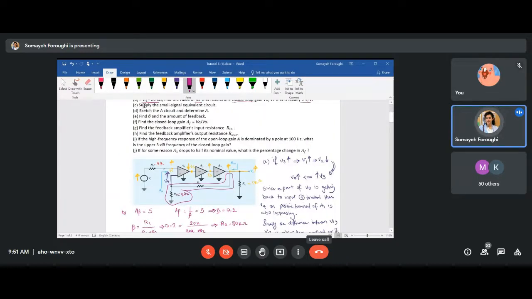So now let's move on to part C. In part C, it says supply the small signal equivalent circuit. You know that we have a small signal circuit for each of the amplifier. It means if you replace each amplifier with an equivalent circuit, you will end up having a newly formed amplifier, and in that newly formed amplifier, after breaking up the feedback loop, you are going to have your small signal equivalent.